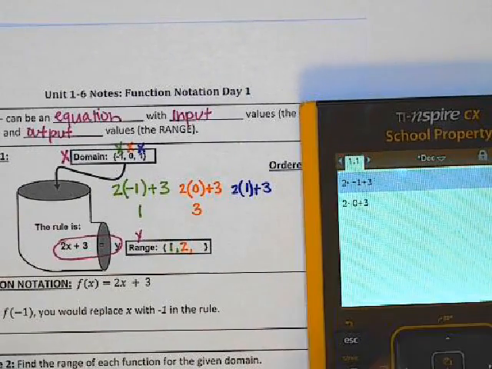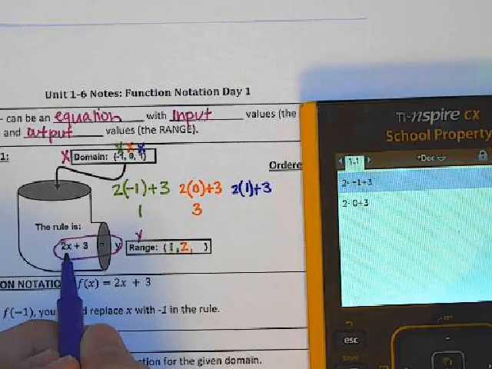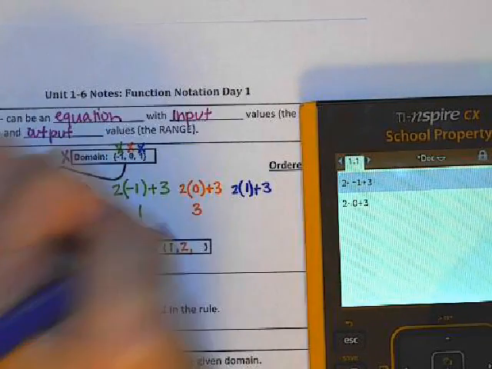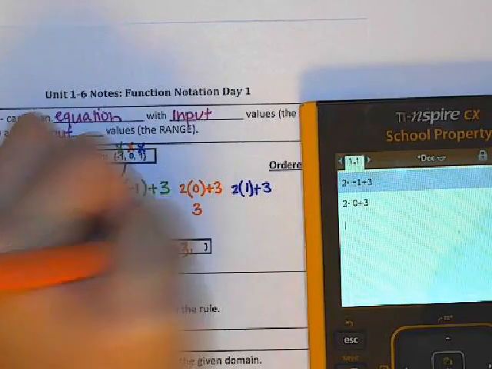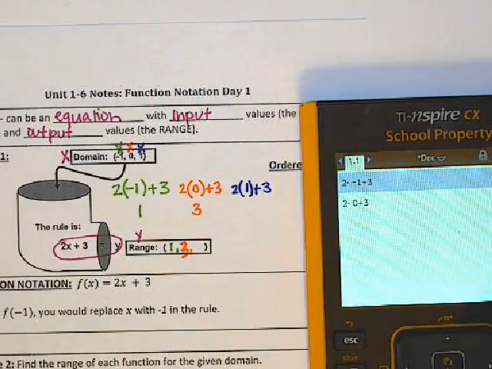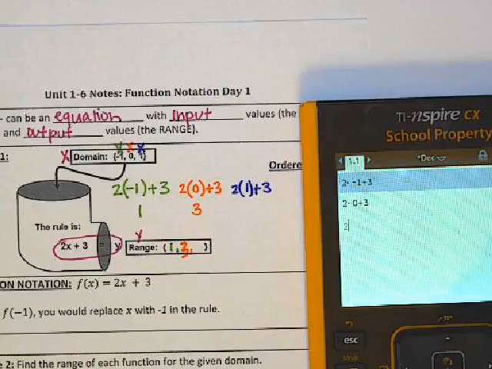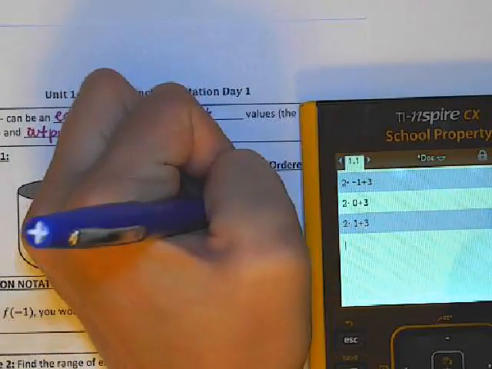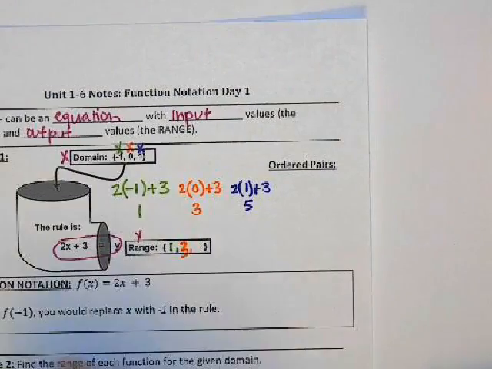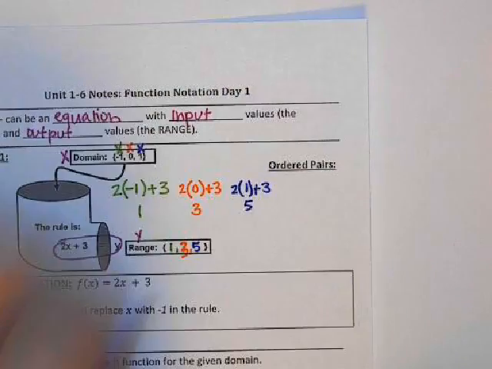Where did what come from? Right here. Y. Oh, this should be a 3. Sorry, y'all. Good. Thank you for catching that. So then 2 times 1 plus 3 gives me 5. And that represents my y. Good.